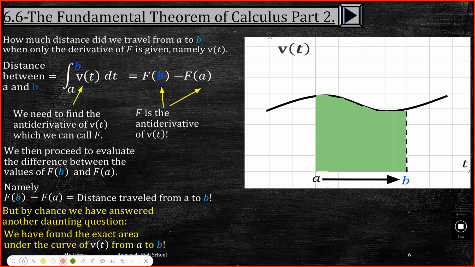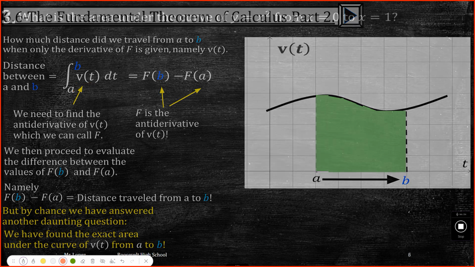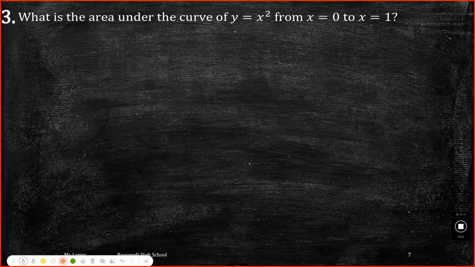So the area under a curve, if we can find the antiderivative of whatever this is, then we just evaluate it from the upper bound and subtract the lower bound. And that's what we're going to do now. Problem number 3. What is the area under the curve of y equals x squared from x equal to 0 to x equal to 1?